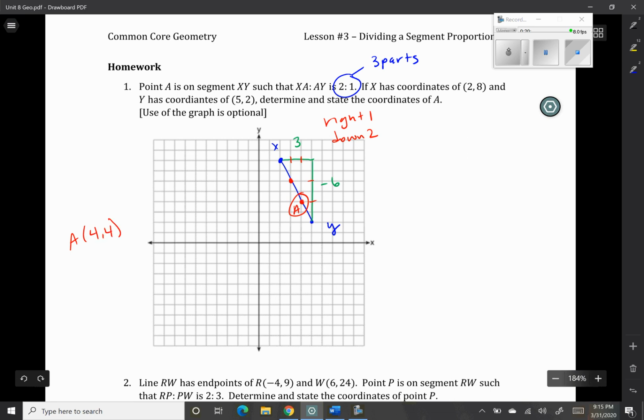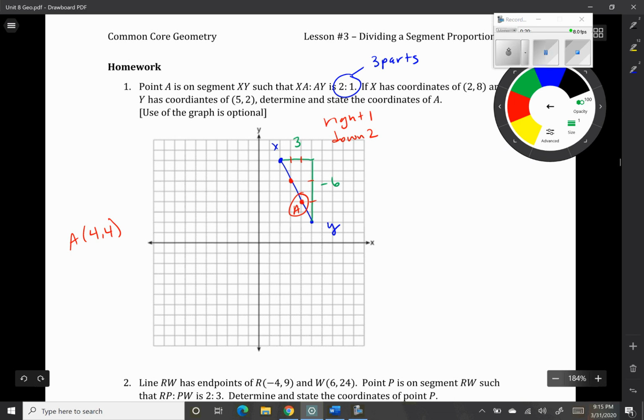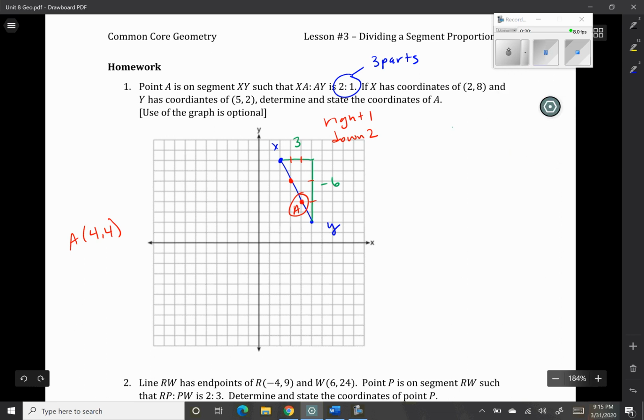Just because this is a learning experience, I want to show you again how I did this with my table. So if I have a table of values here for x and y, the x values are going to go up by 1, down by 2. The first x value is 2, 8. So if I make my x values go up by 1, I'd be at 3, then 4, then 5. I would stop there because y has an x coordinate of 5. The y coordinates are going to go down by 2, so subtract 2. So now I have point x and I have point y.